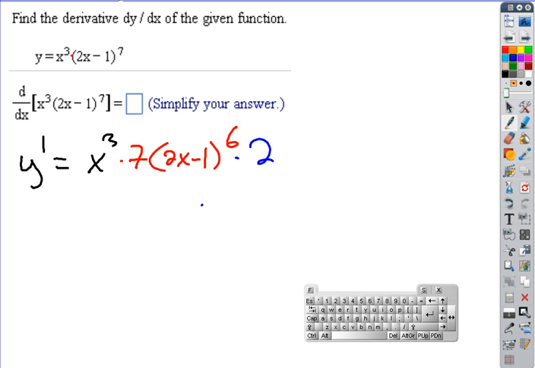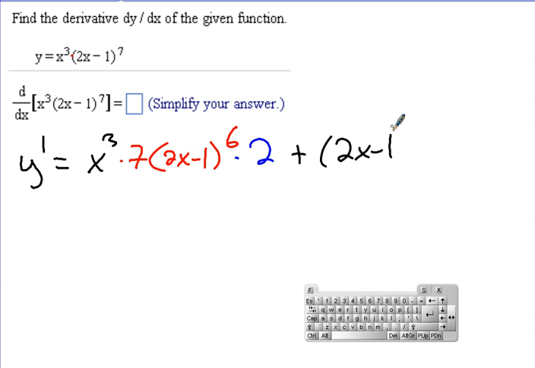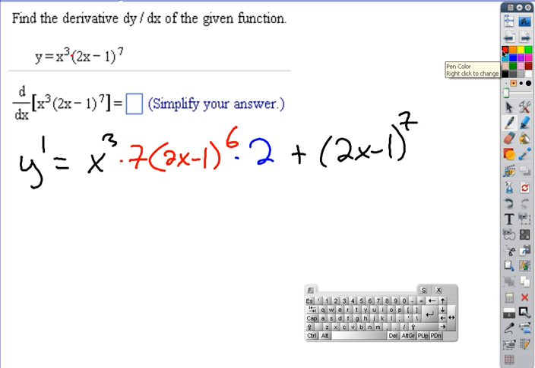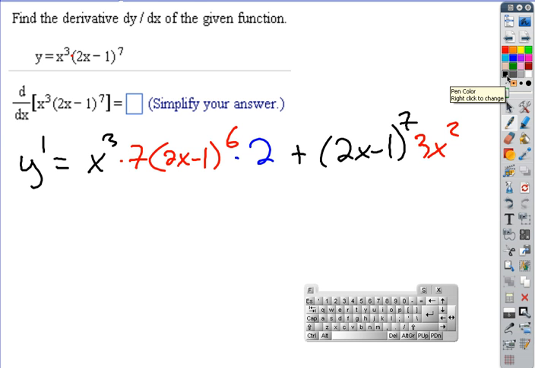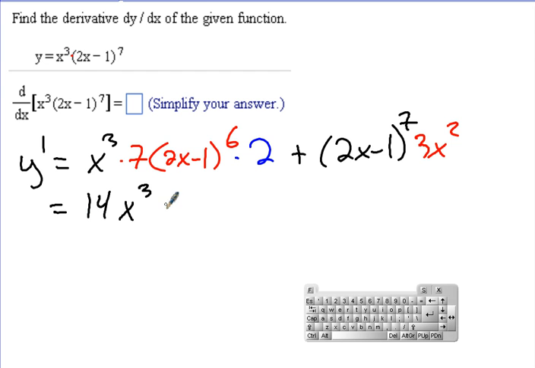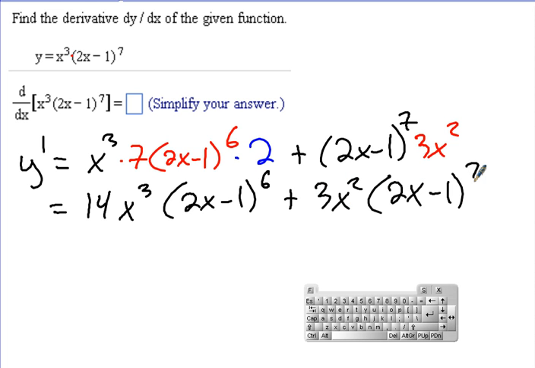Okay? Plus the second, which was the quantity 2x minus 1 to the 7th times the derivative of the first. What's the derivative of x cubed? 3x squared. Okay, so there's our answer. Now we just have to simplify things a bit. It might be useful to clean up the first term and the second term separately. So here I could pull the 7 times 2 out front as a 14. So I get 14x cubed times the quantity 2x minus 1 to the 6th plus 3x squared times the quantity 2x minus 1 to the 7th.